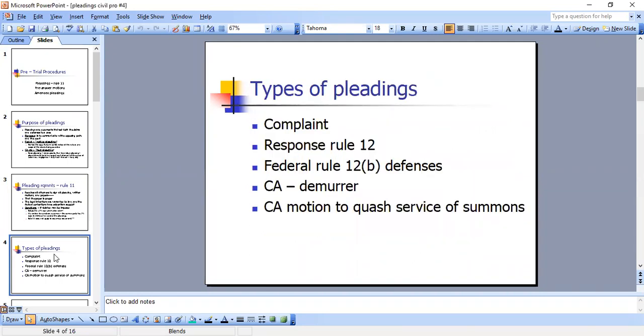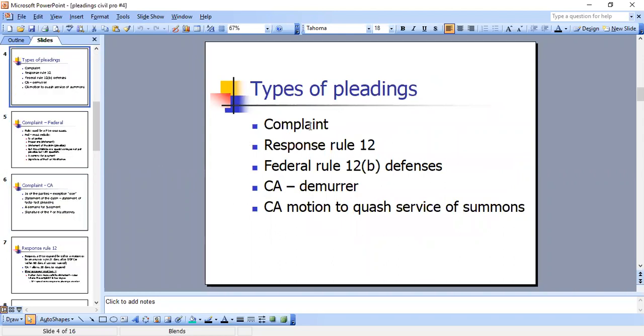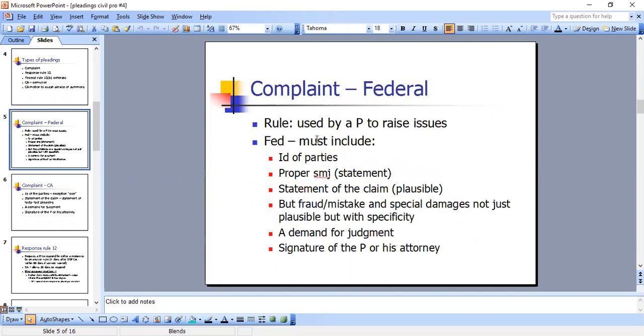Now, what types of pleadings are there? There's the complaint, the response under Rule 12, the Federal Rule 12(b) defenses, which are important. California has a demurrer. California has a motion to quash service of summons. Now, the federal complaint is used by a plaintiff to raise issues. They're going to use a federal complaint to raise any issues. The federal complaint must include the identification of the parties, proper SMJ, and a statement of the claim. Remember, it's plausible. It's not to the fact.